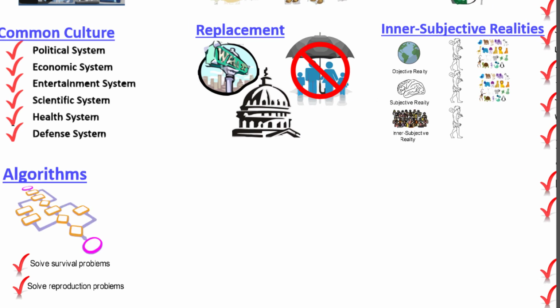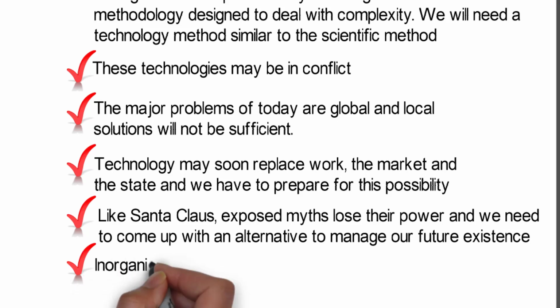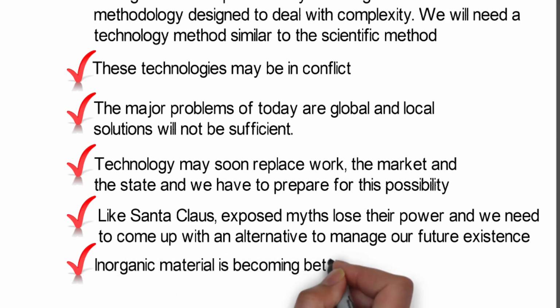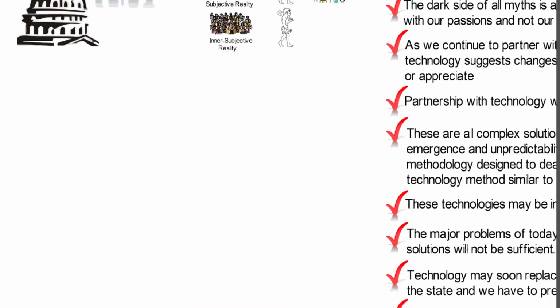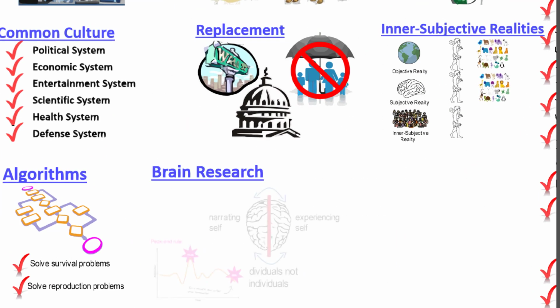Then he talks about algorithms, right? All sapiens decisions are solved using algorithms, right? Our survival problems and our reproduction problems, everything that has made us to where we are has been because of that. And then inorganic material is becoming better than organic sapiens at making decisions. That's why that's important, all right?